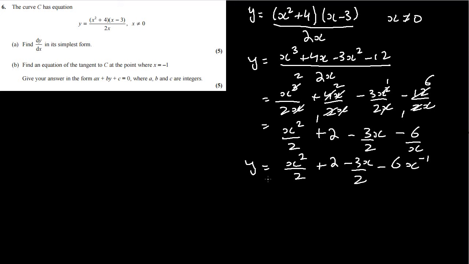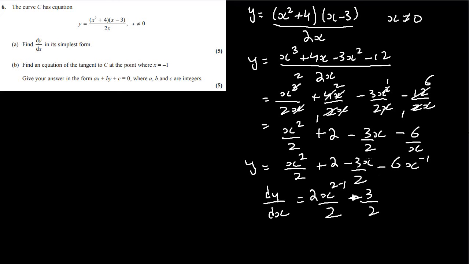So you can differentiate individual terms now. dy over dx equals: bring the power in front and reduce the power by 1. So 2x to the power 2 minus 1, over 2. I just brought this 2 in front and reduced the power of x by 1. Then the plus 2 is a constant, so it goes away. So we go straight to the minus 3x over 2: only 3 over 2 will be left, because x to the power of 1 becomes x to the power of 1 minus 1.